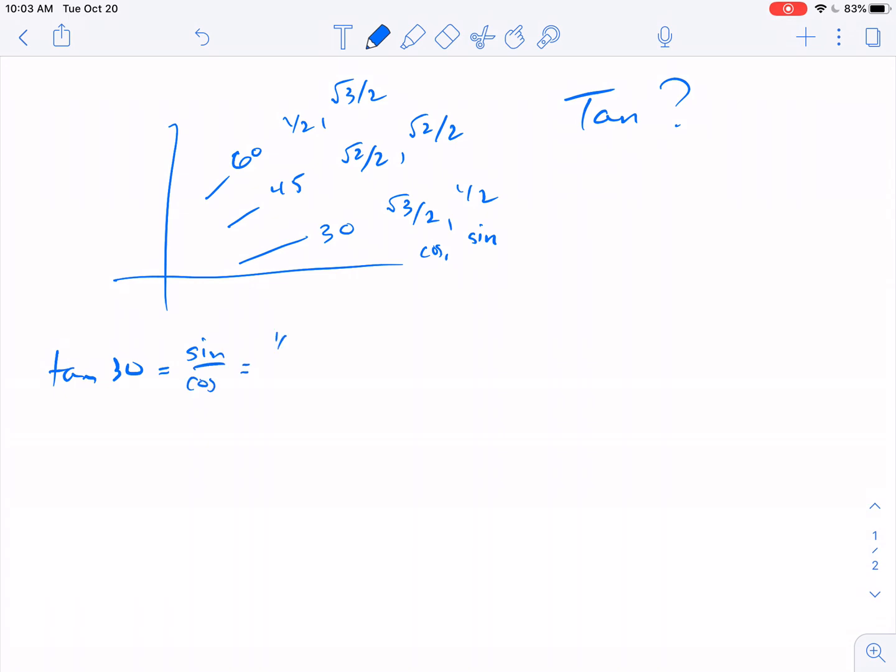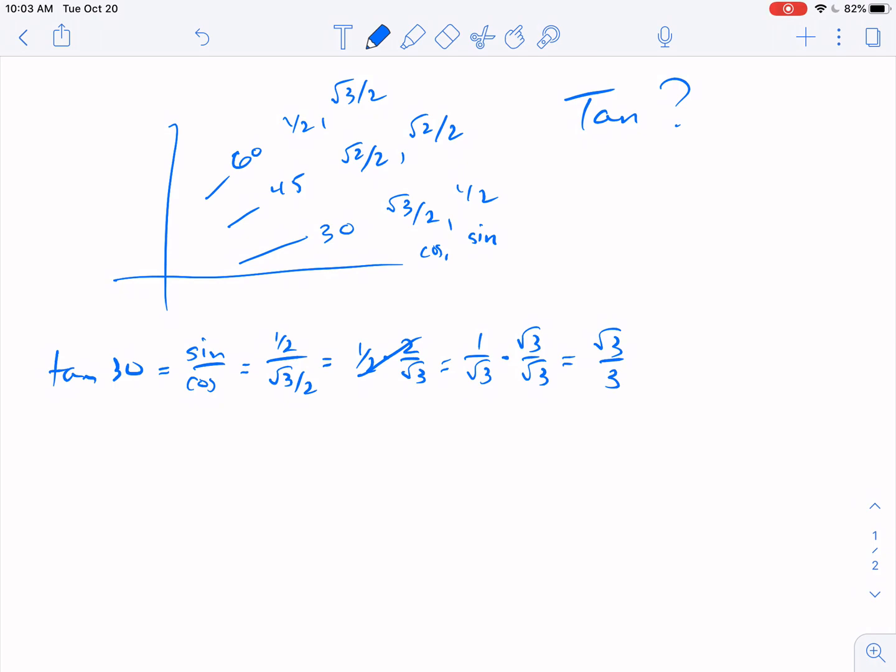tangent. And so you would do 1/2 over root 3 over 2, and then you would take 1/2 times 2 over root 3, because when you were little you learned don't divide by the fraction, multiply by its reciprocal. So the 2's would cross off and you're left with 1 over root 3, and then we want to do what's called rationalize, and you get root 3 over 3 for my tangent of 30.